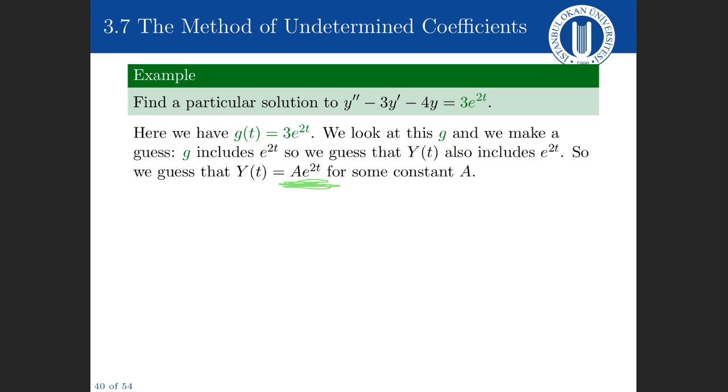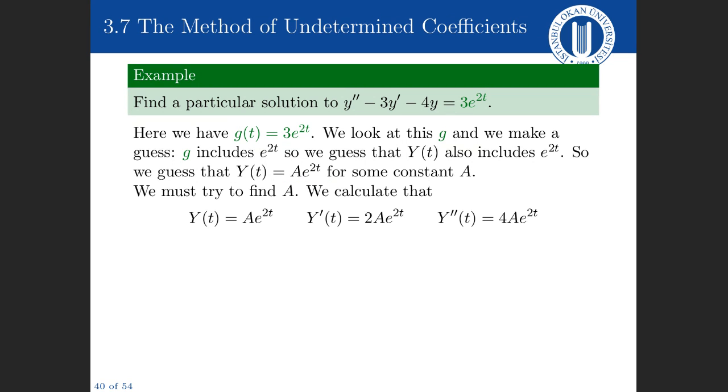And then we're going to try to find this constant capital A. If we can find capital A, then we have our particular solution. So we calculate capital Y is A e to the 2t, and we differentiate 2 times, and then we substitute into the differential equation.